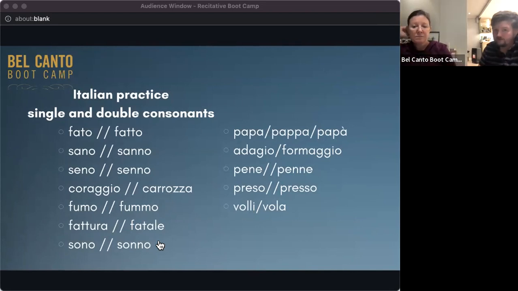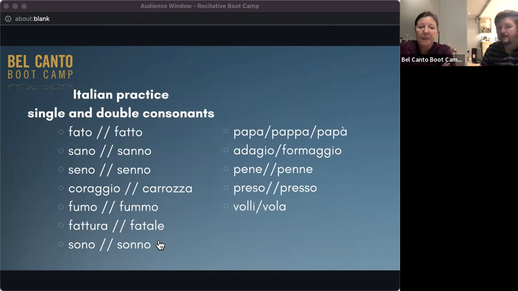So before we do specific words, let's just practice a couple ones. So first, double M would be ama ma ma, and single M would be ama ma ma. Now double L and then single L. A la la la, a la la la. Double N and single N. A na na na, a na na na. Double T and single T. A ta ta ta, a ta ta ta.